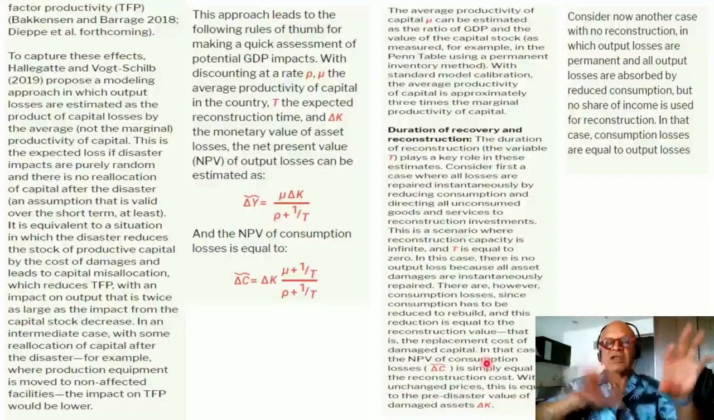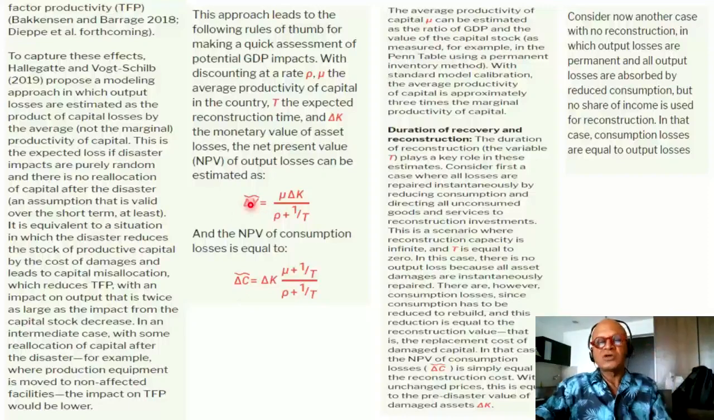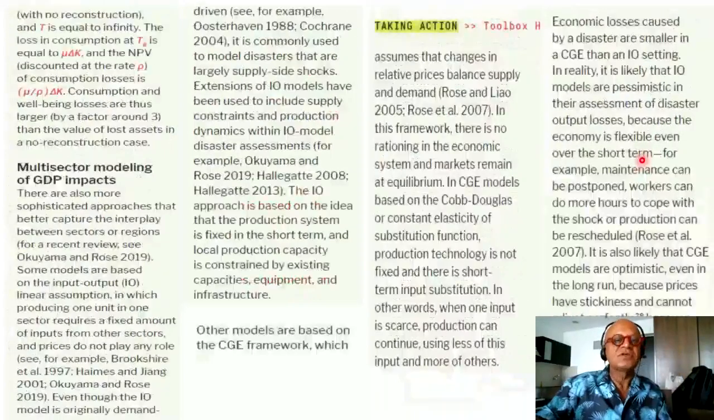So you can see how you can reallocate the boxes in this idealized situation in the empirical relations to count essentially differently, or moving losses in consumption to reconstruction and saying reconstruction didn't cost anything but it came as consumption reduction cost, right? Consider now another case with no reconstruction in which output losses are permanent and all output losses are absorbed by reduced consumption, but no share of income is used for reconstruction. In that case, consumption losses are equal to output losses. Okay, just think through those.